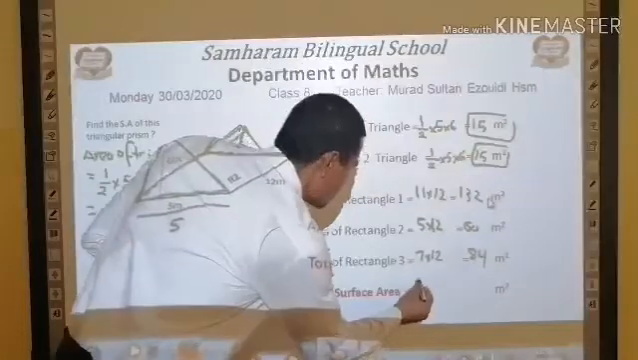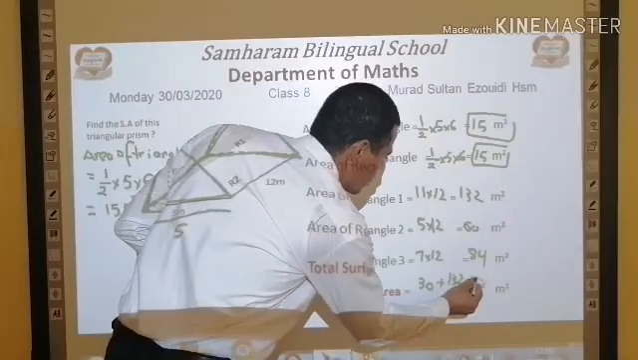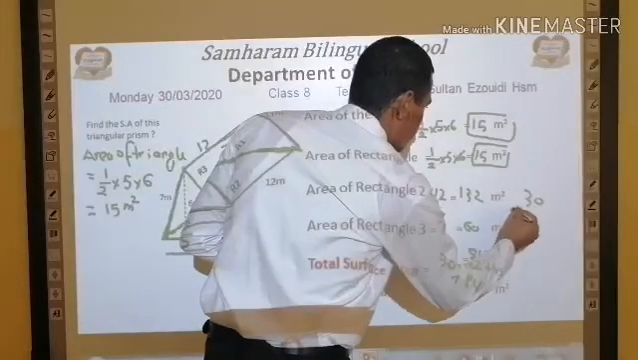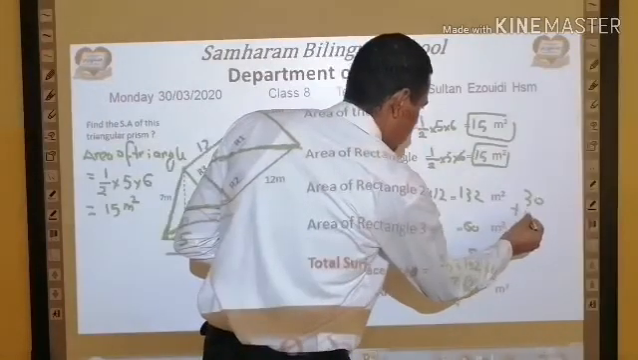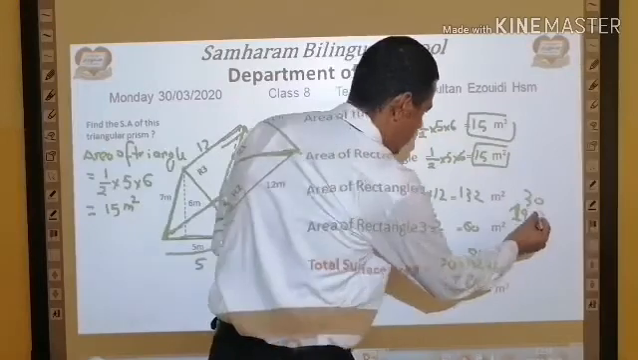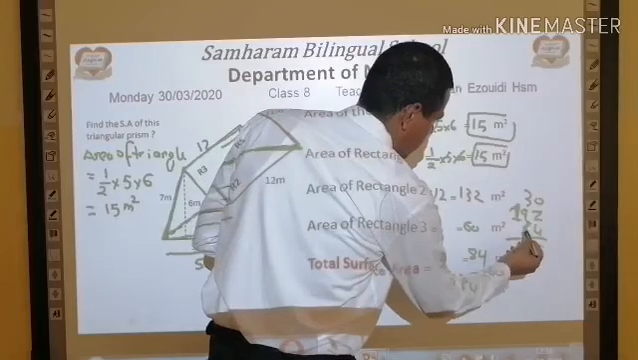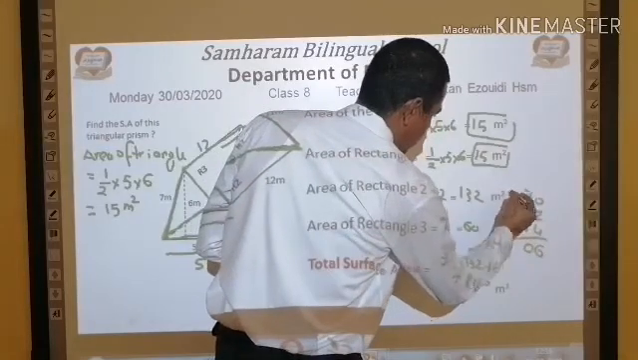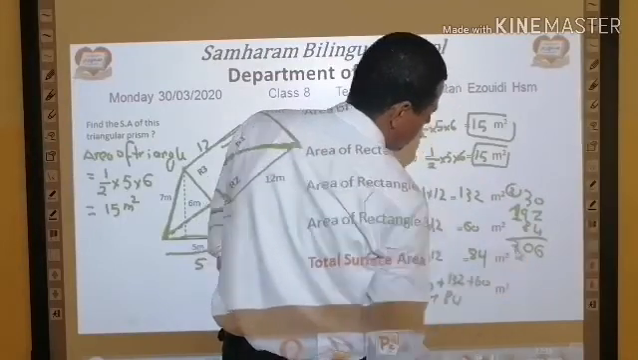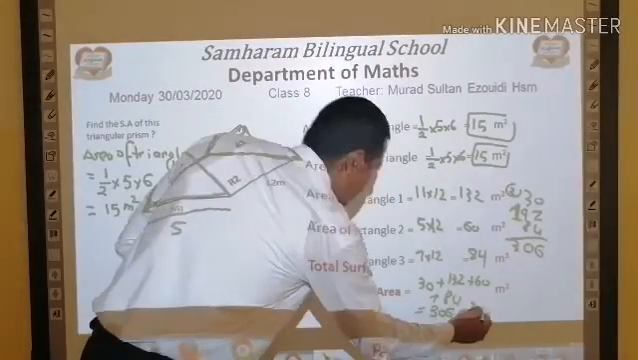The surface area is what? 15 plus 15 is 30, plus 132, plus 60, plus 84. So 30 plus 132 is 162, plus 60 is 222, plus 84. So it will be 306. It will be 306 meters squared.